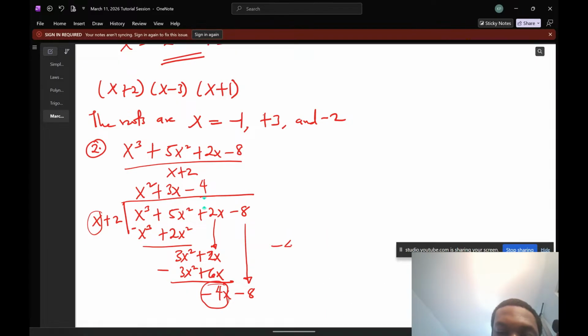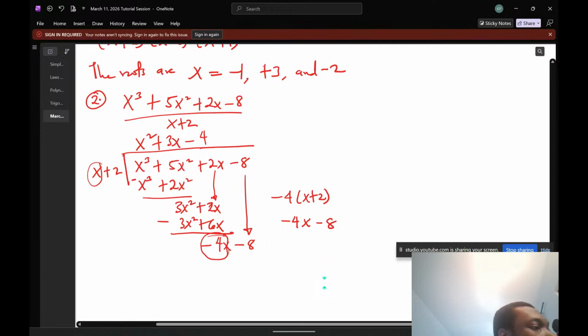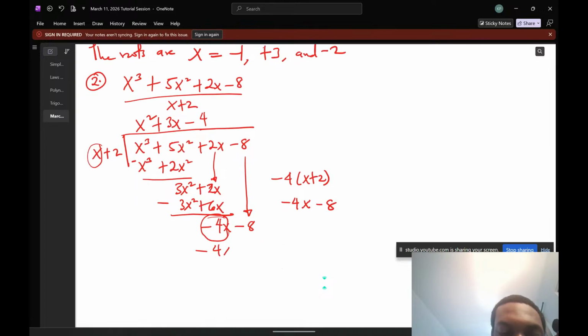So we use minus 4 to multiply through x plus 2. Minus 4 times x is minus 4x. Minus 4 times 2 is minus 8. So that will be minus 4x minus 8. So we subtract from each other. Minus 4x plus 4x is 0. Minus 8 plus 8 is 0.